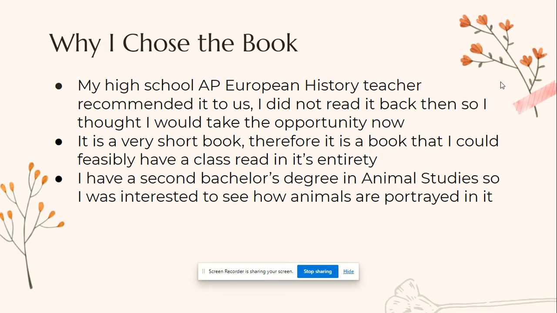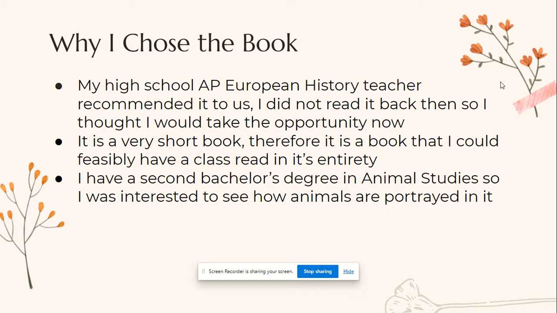I chose this book for a couple different reasons. One is because my high school AP European history teacher recommended it to our class, and I didn't read it back then, so I thought I would take the opportunity to now. He would always talk in his lessons about World War One and World War Two and the Cold War and communism spreading across the world. He said this book was a really great illustrator of corrupt communism, and he never actually assigned it or required us to read it, but he would just constantly bring it up in his lessons about communism. So he just highly, highly recommended it.